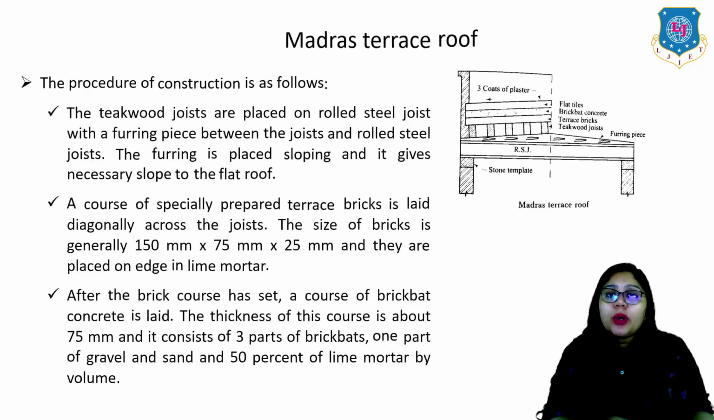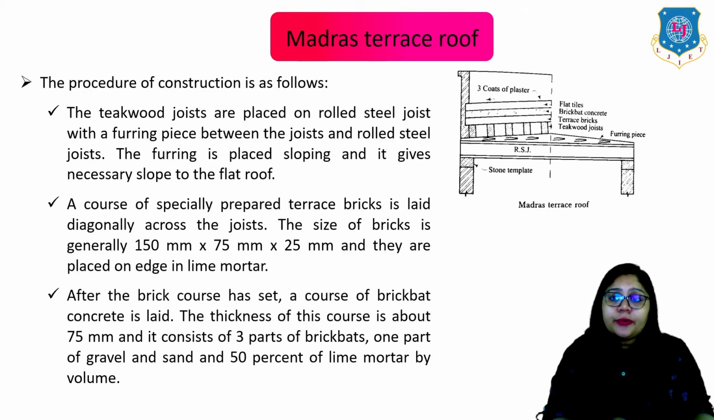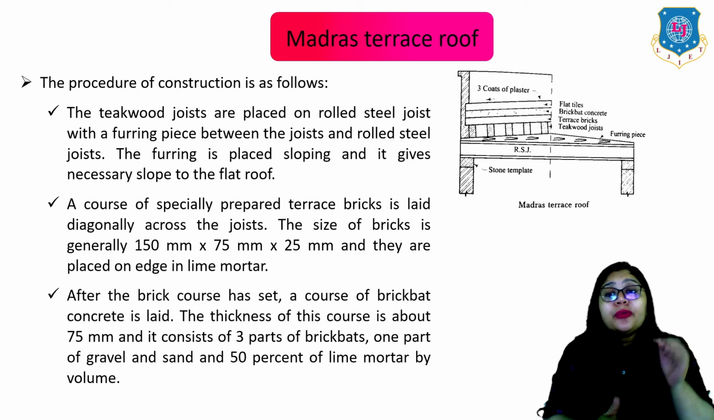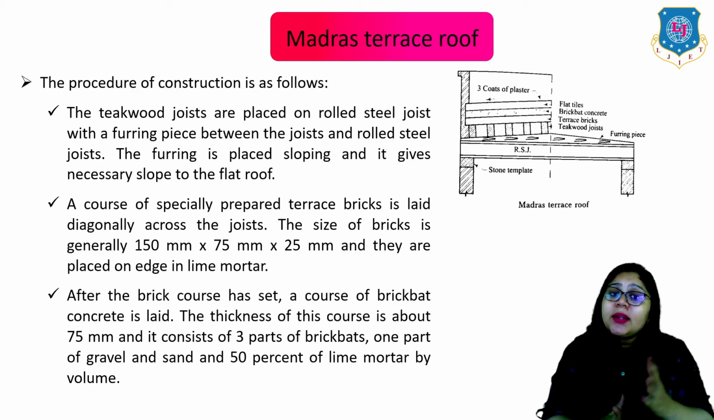Let us understand both of these. First is the Madras terrace roof. The procedure of construction is as follows. The teak wood joists are placed on rolled steel joists with a furring piece between the joist and rolled steel joist. The furring is placed sloping and it gives the necessary slope to the flat roof.